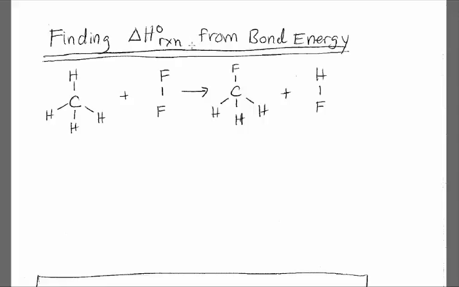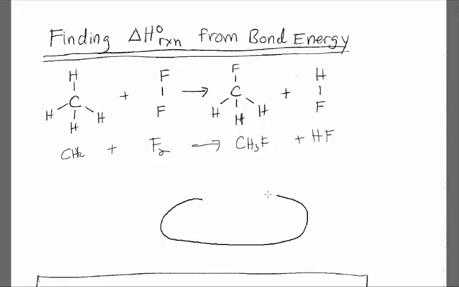the delta H. What we can do is take a reaction like this, which we would normally write as CH4 plus F2 going to CH3F plus HF, but I've written it this way so that you can see all the bonds that are present, because what we're going to do is break apart all these reactants and products into separate atoms.